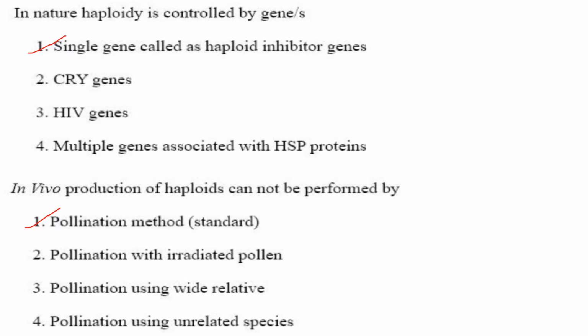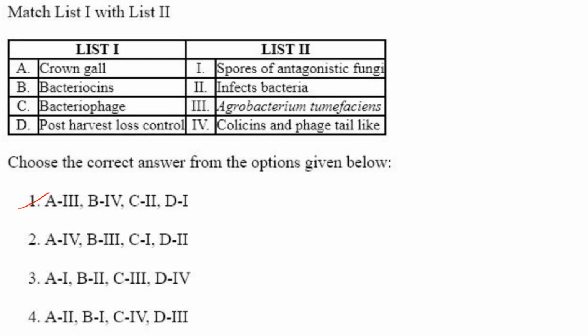Then, in nature, haploidy is controlled by genes. Single gene called haploid inhibitor genes. Answer is option 1. Cry genes are for Bacillus thuringiensis, HIV genes in HIV, multiple genes associated with HSP protein. HSP is heat shock protein. It doesn't have anything to do with haploidy. So the answer here is option 1. In vivo production of haploids cannot be performed by standard pollination method. This standard pollination method results in diploid offspring, not haploid ones.